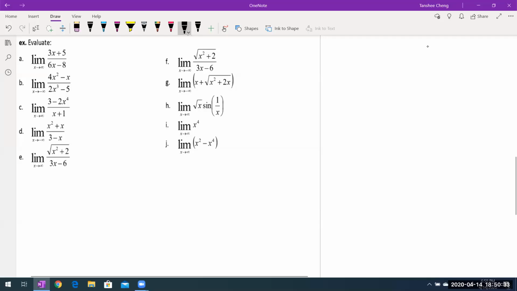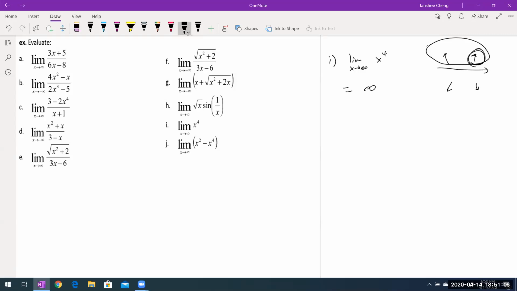For example, I and J. I is just a straightforward limit as x approaches infinity of x to the 4th power. You don't need to show any work at this point. Thinking about the end behavior of an even power polynomial, it either goes like this or like this. Since the leading coefficient is positive, we end up in this situation right here. So as x approaches infinity, the function value also goes to infinity. So therefore, it will be positive infinity.